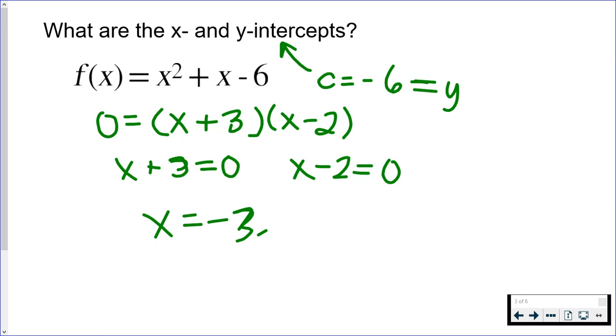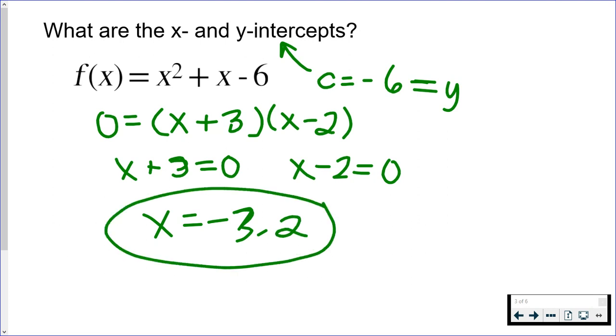My computer's starting to lag. All right, so if you have x plus 3 is equal to 0, that means x is -3. If x minus 2 is equal to 0, that means x is 2. Oh gosh, this dumb computer.